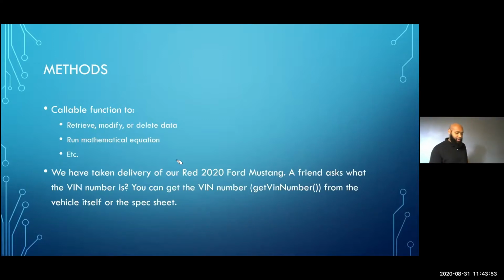All right, so a method. Now, go back to our Ford Mustang, right? We have taken delivery of our red 2024 Mustang. A friend asks what the VIN number is. Well, you can get the VIN number, right? Get the VIN number from the vehicle itself or on the spec sheet. So you can get it from the object or from the class itself.